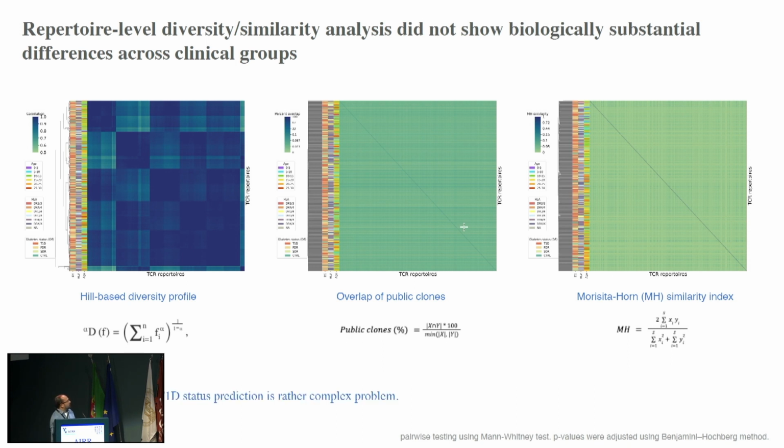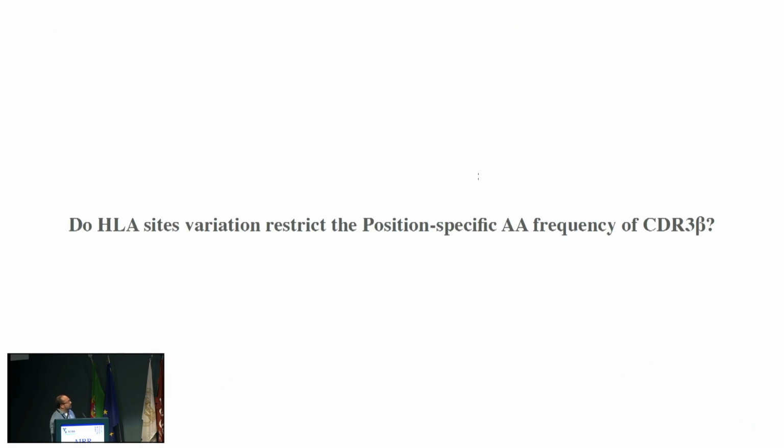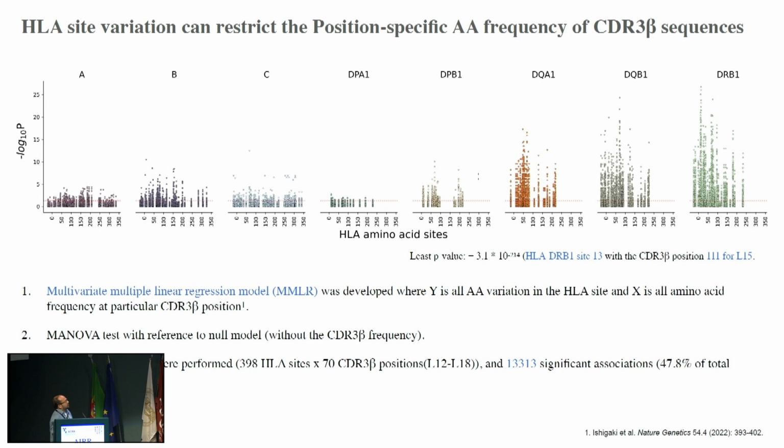So we saw that type 1 diabetes prediction is a very complex problem, so we have to dive deeper into it. Next we looked into the HLA and CDR3 association. You can see in the figure that there is an HLA peptide in CDR3 beta complex, and CDR3 beta is in very close proximity to HLA. So there might be a potential impact of these HLAs on the CDR3, and there is a previous study by Ishigaki. It's a very comprehensive study where they have shown there is association. And we did the same analysis here to see how the variation in HLA sites affects your position-specific amino acid frequency on the CDR3 beta sequences.